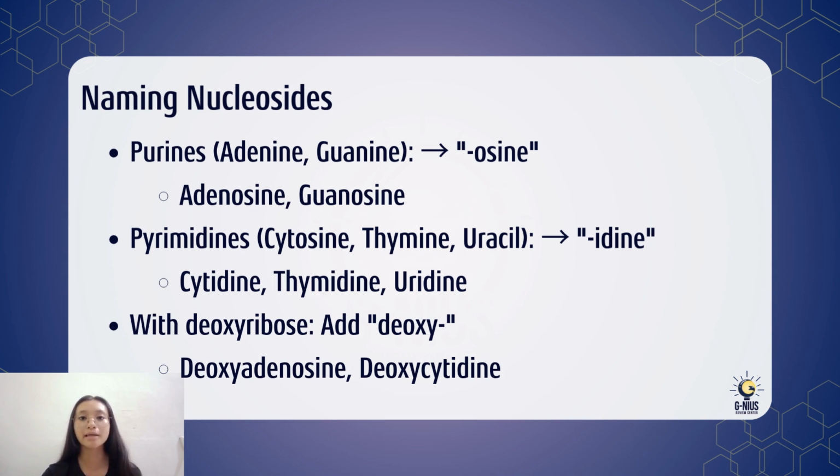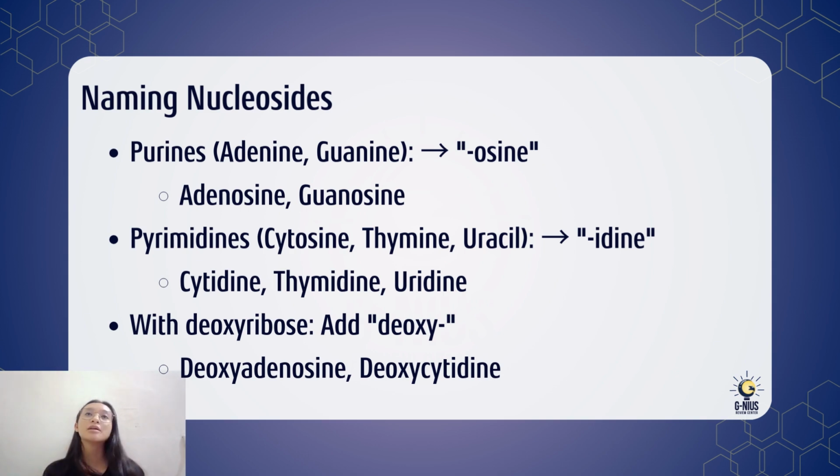Now for the pyrimidines. Cytosine and thymine both end with INE. Let's change that to IDINE. So cytosine becomes cytidine, and thymine becomes thymidine. For uracil, the ACIL will be replaced with IDINE, so uracil becomes uridine. If the sugar is a deoxyribose, you simply add the prefix deoxy in front of the nitrogenous base.